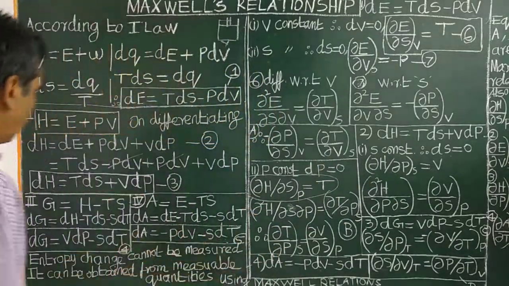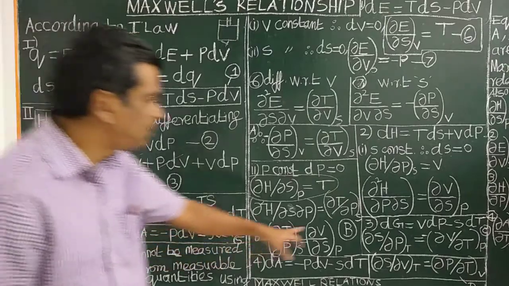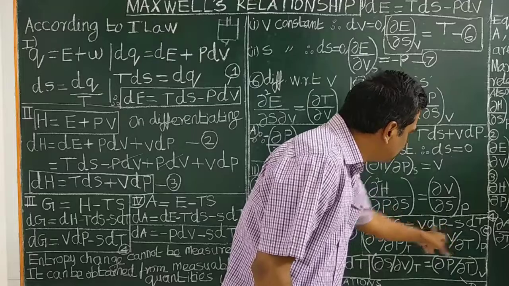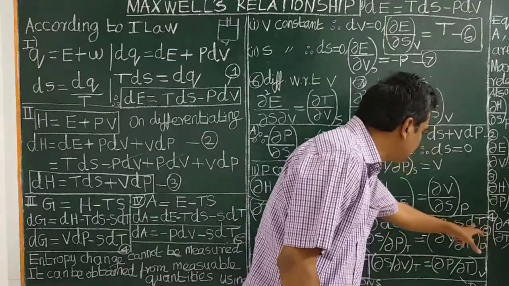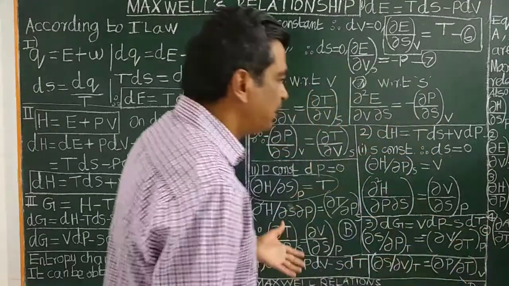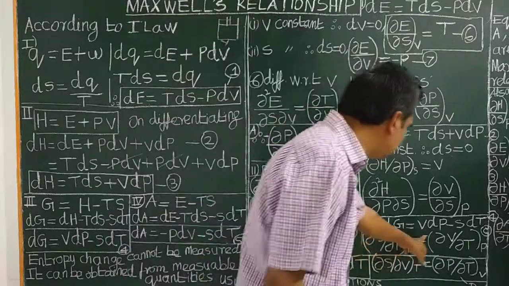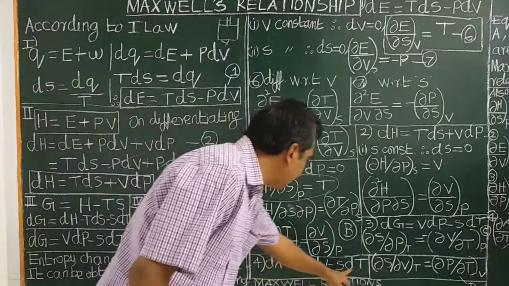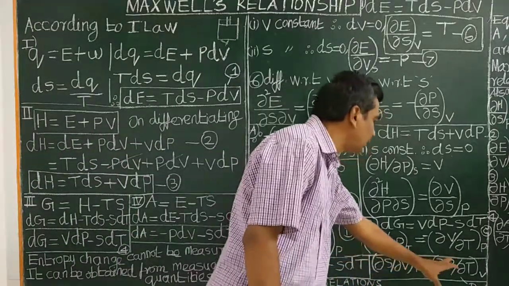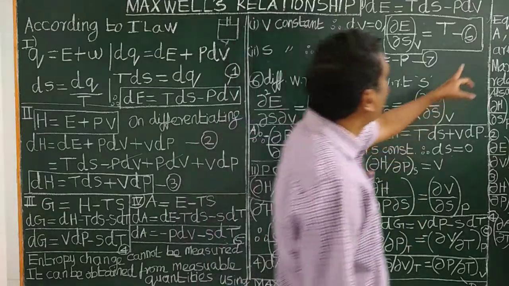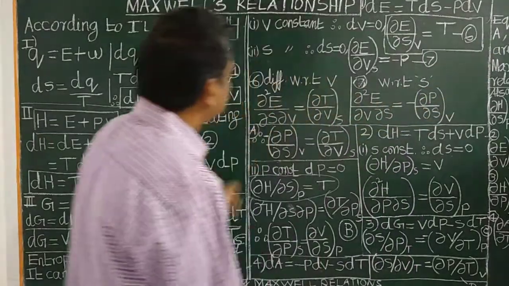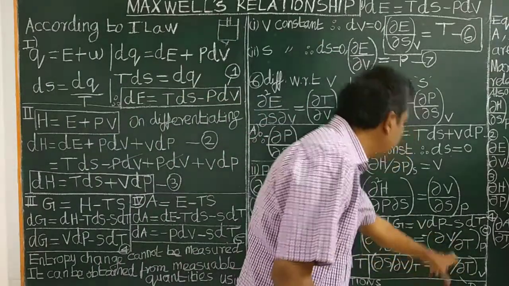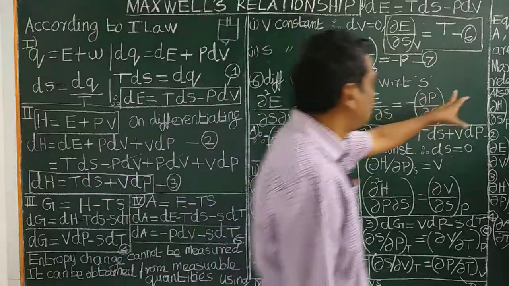Similarly, you obtain the relationship for dG. You keep first P constant and you will get one expression, and T constant, another expression, and then take the double derivative, you will get this Maxwell relationship. Similarly, for dA equals minus P dV minus S dT, you will get this Maxwell relationship. Therefore, there are four equations A, B, C, and D, called Maxwell relationships.